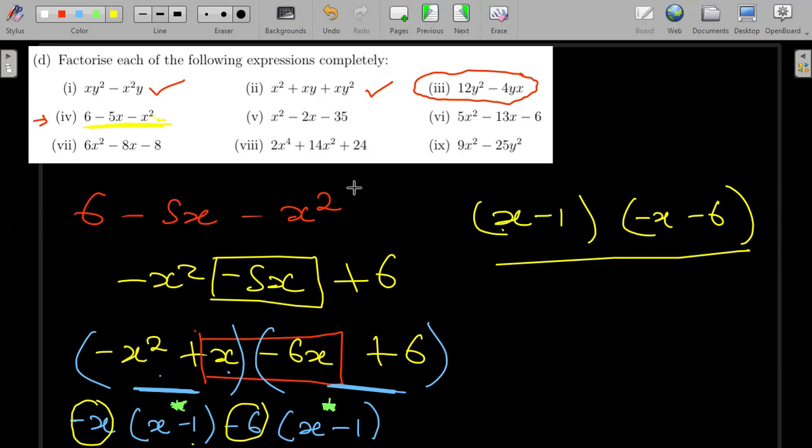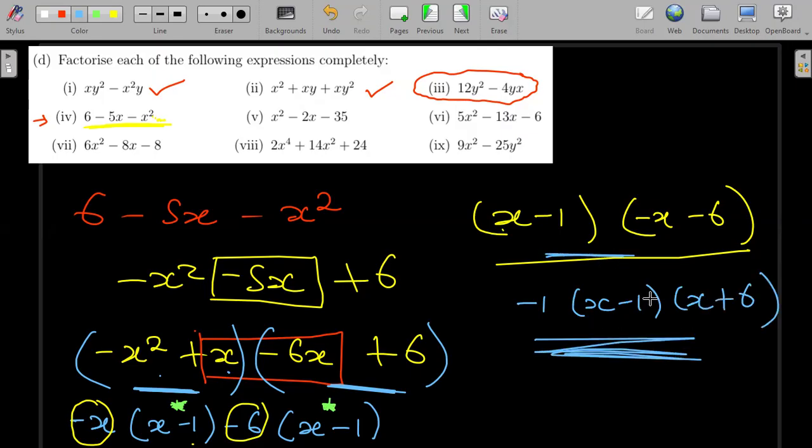All right, so if you want, you can also express this answer by factorizing the minus 1 from this bracket. So you are going to get minus 1, x minus 1, and then x plus 6. So you can write it in this form or that form. There's no problem there. Okay, let's take a look at the fifth one. This is this one.